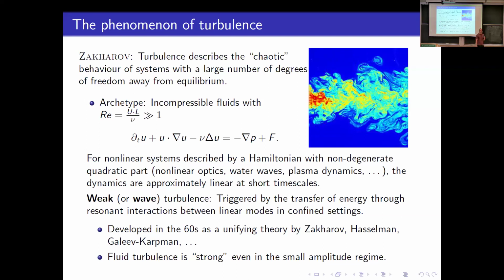The important thing here is that I want a Hamiltonian with a non-degenerate quadratic part. Right? So think, for instance, of NLS, the equation governing nonlinear optics. I'm not going to care about the focusing or defocusing sign here. And let me look at the cubic interactions. So for such an equation, what happens in the evolution is the following.